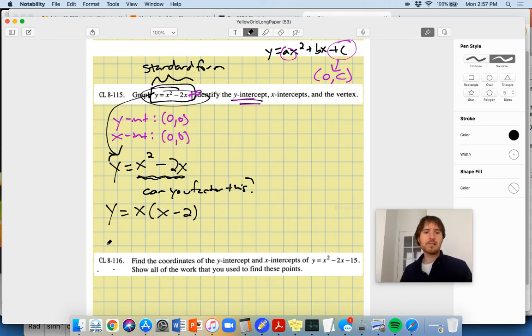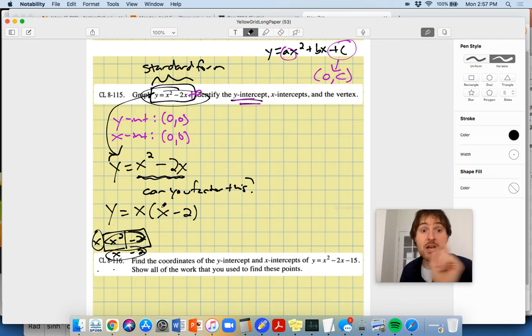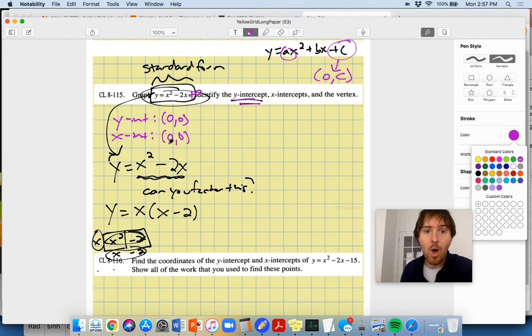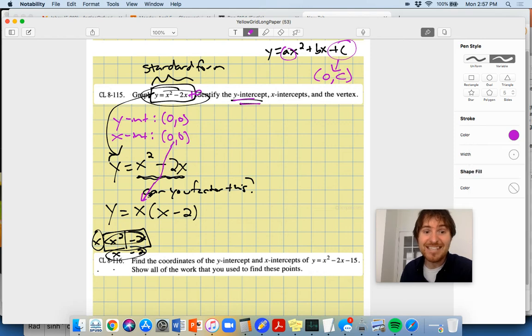If we look at this in terms of tiles, in terms of a generic rectangle, this would just be height x with width x minus 2. This is the product, x times x minus 2. This is the sum, x squared minus 2x. So this should tell us that we have one x-intercept because of this x right here.